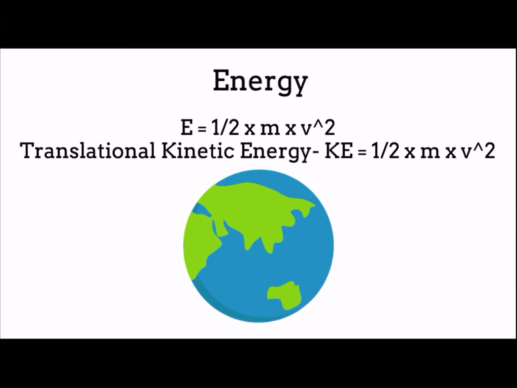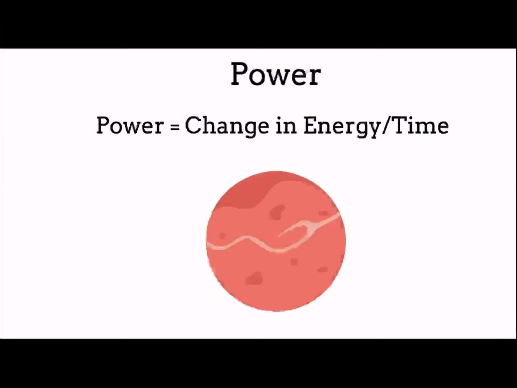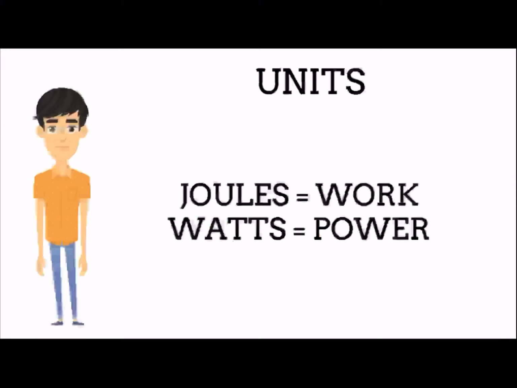And next is energy. Energy is E equals 1/2 times m times v squared. And translational kinetic energy is kinetic energy equals 1/2 times m times v squared. And next is power, which is power equals change in energy over time. And the units are joules for work and watts for power.